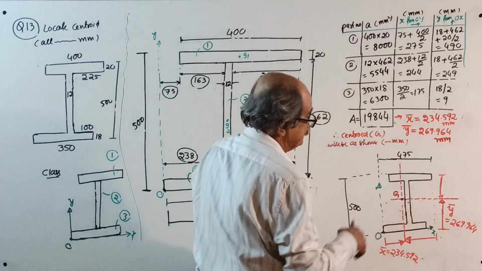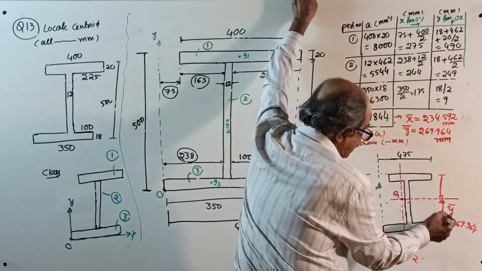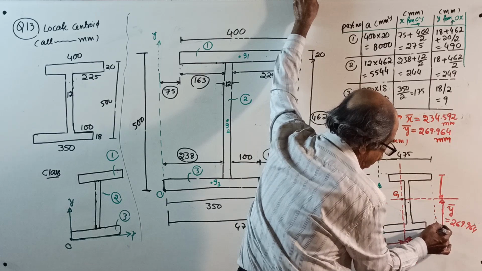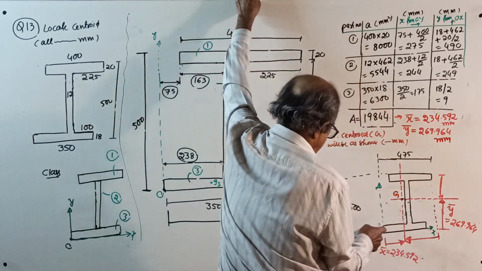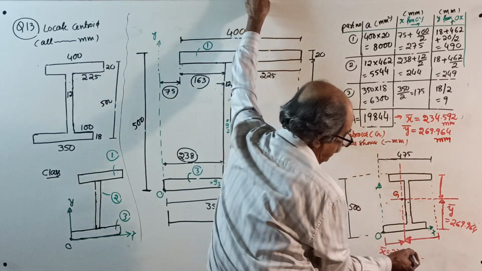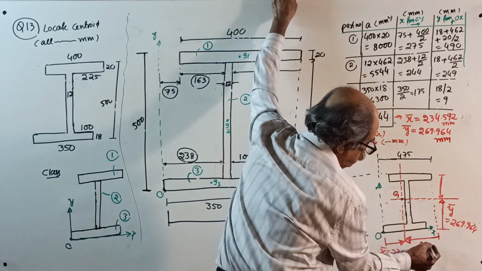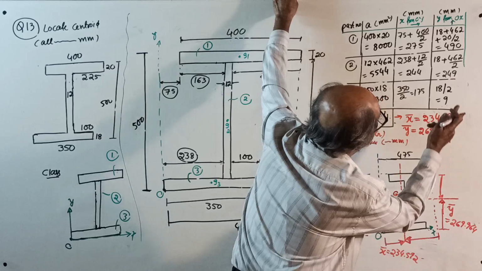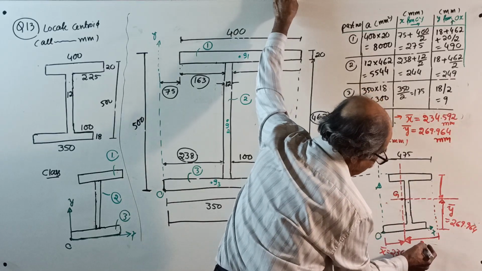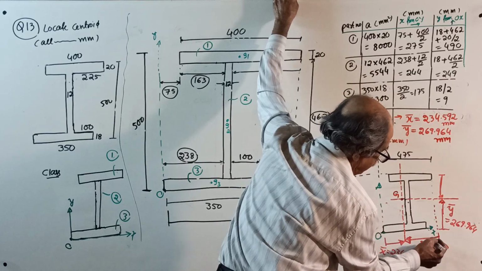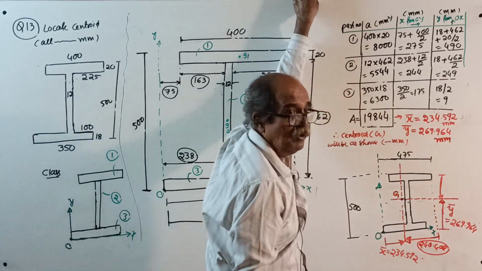Now, somebody will ask, I want from that extreme corner. Okay, no problem. From 475, subtract 234.592 and get 240.408. I already calculated it. I am rounding off. You should write rounded means calculated.